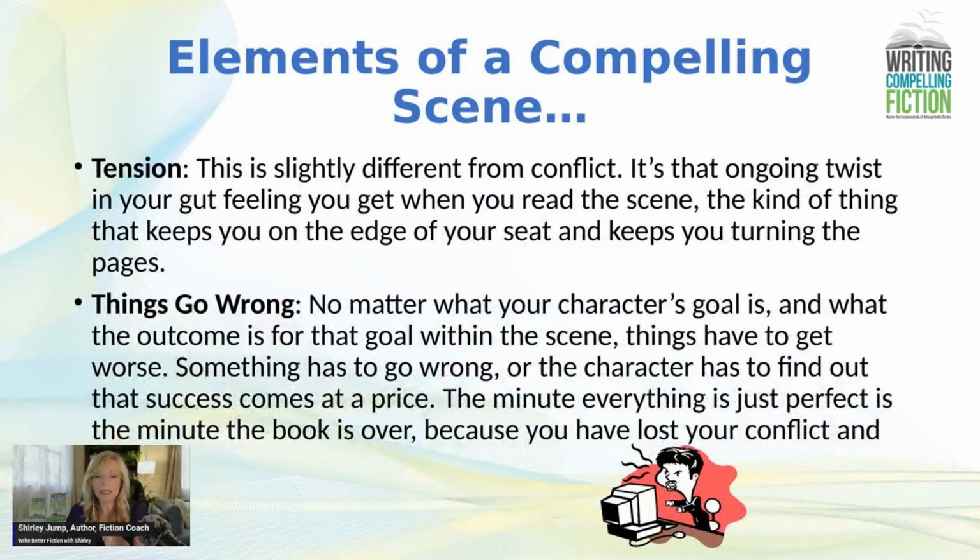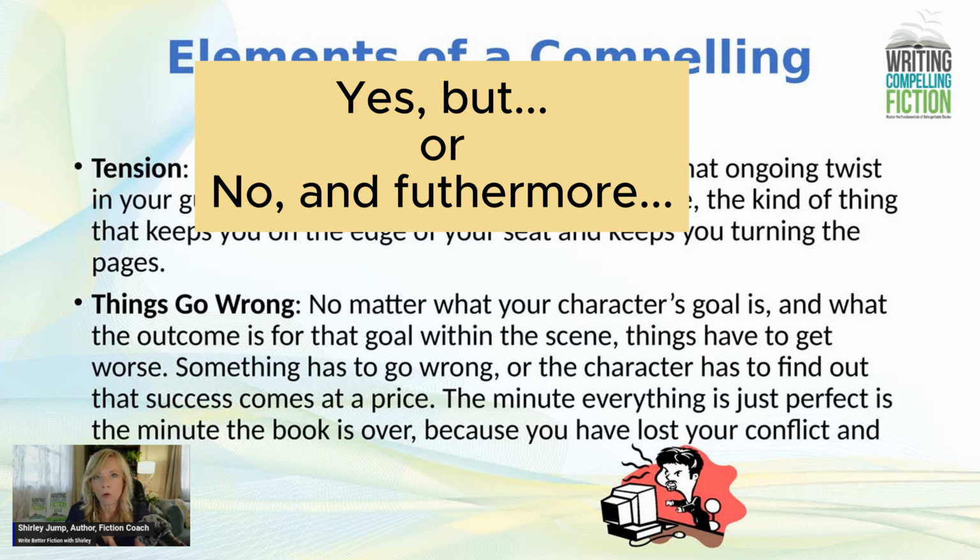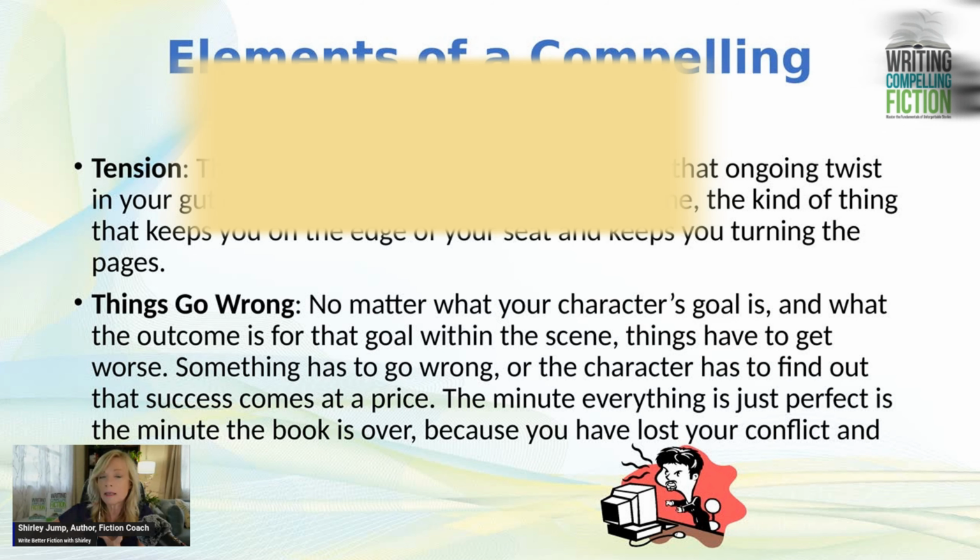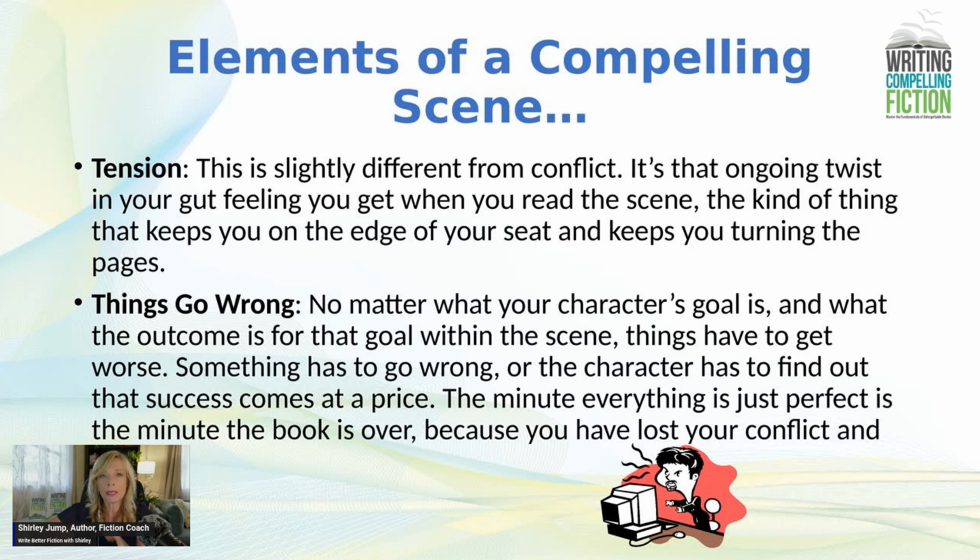Let's talk about the elements of a compelling scene. What you really need is tension. This is slightly different from conflict. Tension is that, oh my God, will it work out? Will it work out? That's what keeps a reader turning the pages. It makes them really worry about the characters. And a compelling scene ends with things going wrong in some way, shape, or form. Or they even get success and it comes at a price. For Luke, he gets success. She says yes, but that's a price that he'd have to pay. And for him, he doesn't want to pay that price.